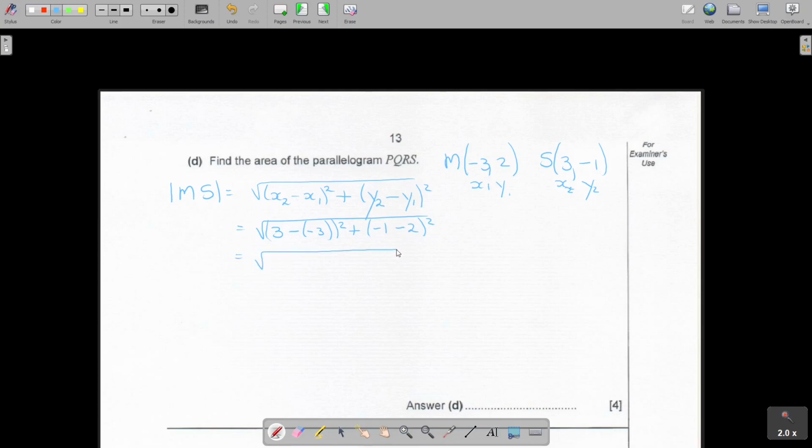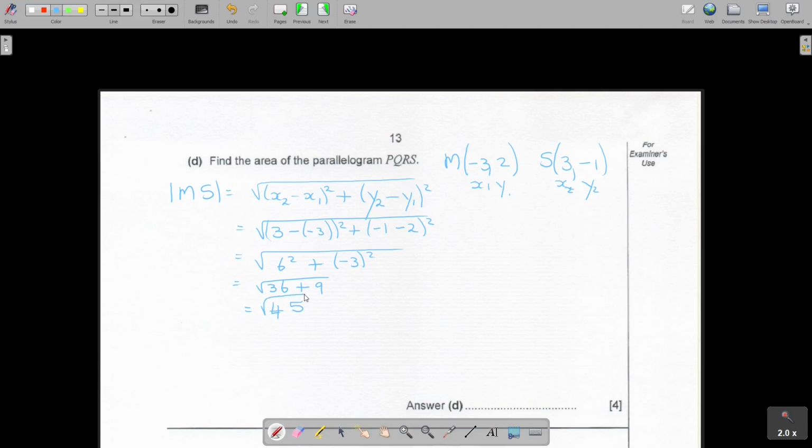And that is going to be, so 3 plus 3, that's going to be 9. Do you see? 3 plus 3 is not 9. 3 plus 3 is 6. So it's going to be 6 squared plus -3 squared, which is going to be 36 plus 9, which is going to be 45. Under the square root. Leave it like that.